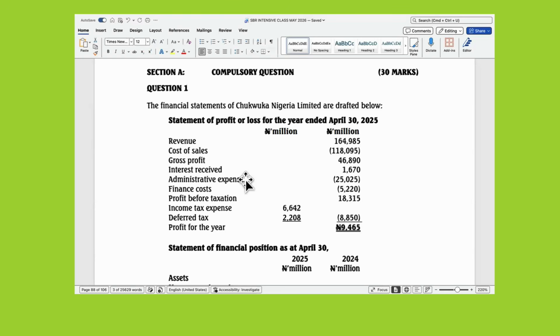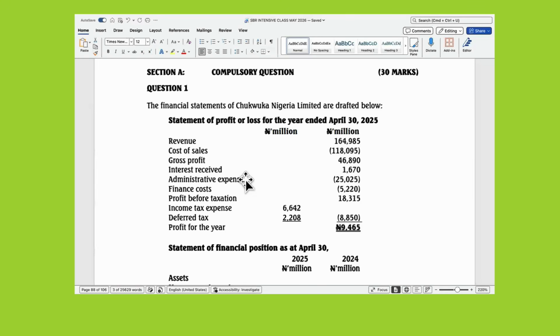this admin expense that they deducted to get this profit, is it a cash expense? If my answer is yes, it is cash, that means it's fine. Because I'm okay if it is cash. But there are a few items that will always be non-cash in admin.